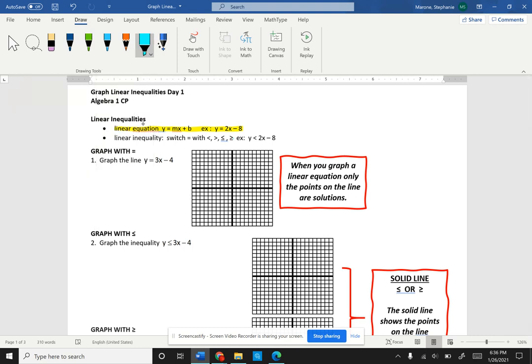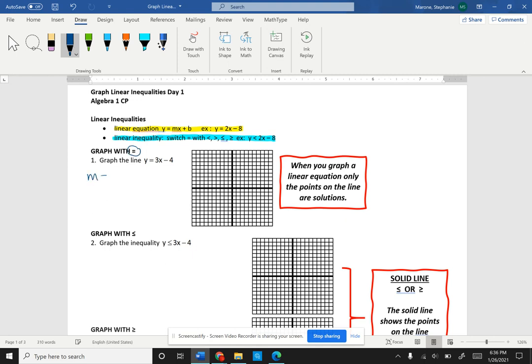And then the next one, a linear inequality, we switch the equal sign with those symbols. For example, y is less than 2x minus 8. A linear inequality is almost exactly like a linear equation, except for a couple tiny differences. So first, we're going to graph with the equal sign. We know how to do this.